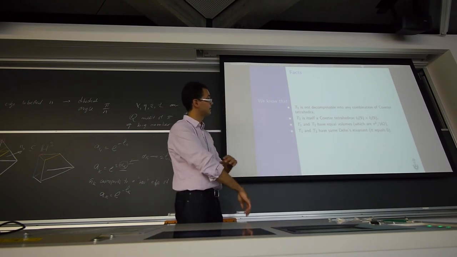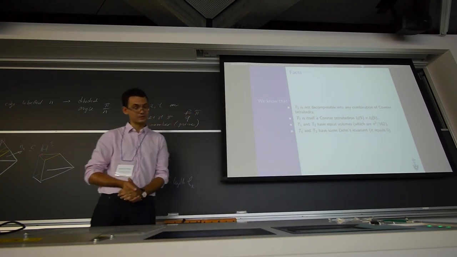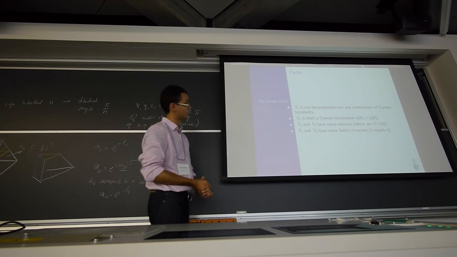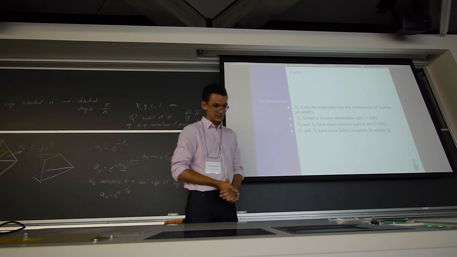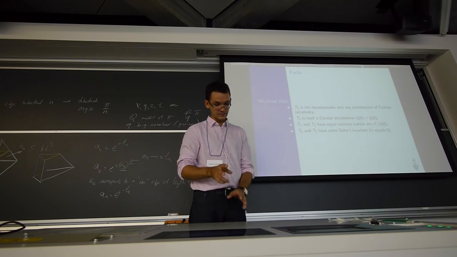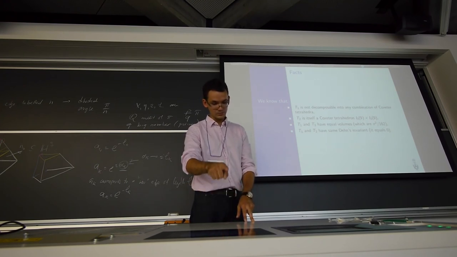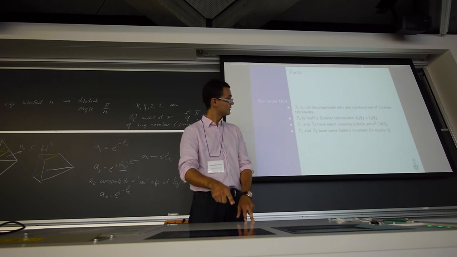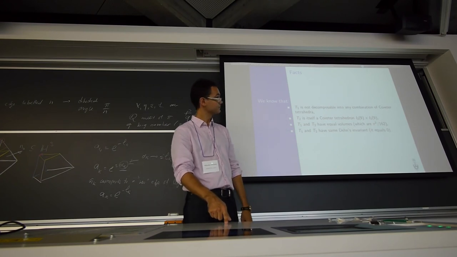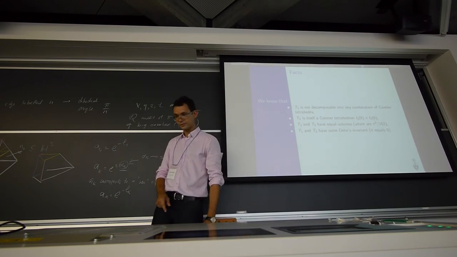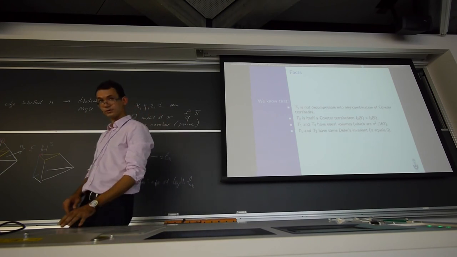And what we are now thinking about is the following. We have two spherical tetrahedra. They have the same volumes, and their Dehn invariants are equal, actually equal to zero. Are these tetrahedra scissors congruent or not?